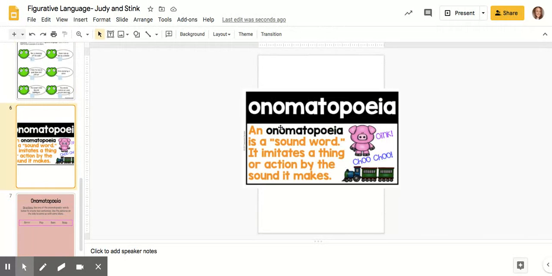Onomatopoeia. An onomatopoeia is a sound word that imitates a thing or action by the sound it makes. For example, for a pig, you could say oink, oink. Or for a train, you could say choo choo.